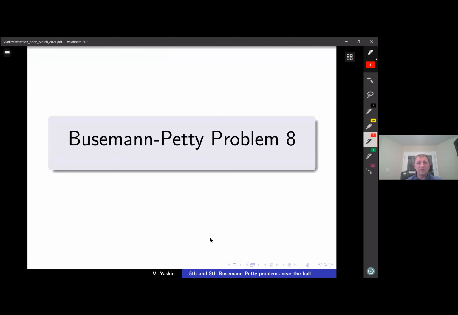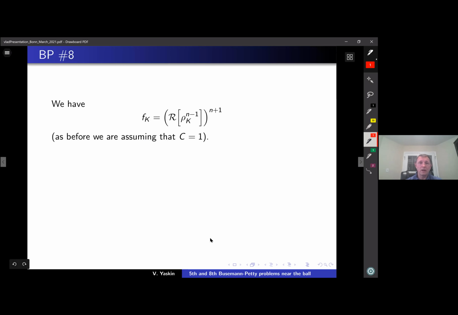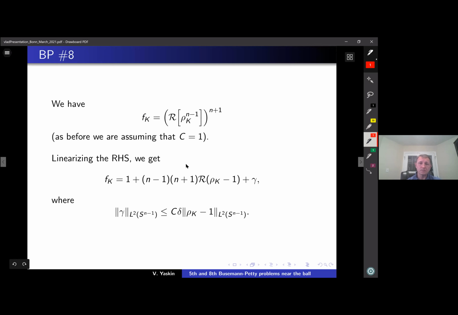Now let me briefly explain how to use the same ideas for problem number 8. As you'll see, it's very similar to problem number 5. So for this problem, we have this equation, right? Curvature function is equal to n plus 1 first power of this Radon transform. Again, I'm assuming that the constant c is 1. We'll do the same thing. We'll linearize the right-hand side. Here we have some second order term, which is small, as we had before. All right.